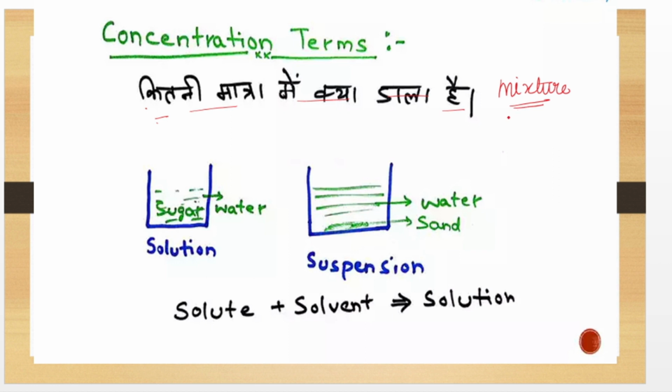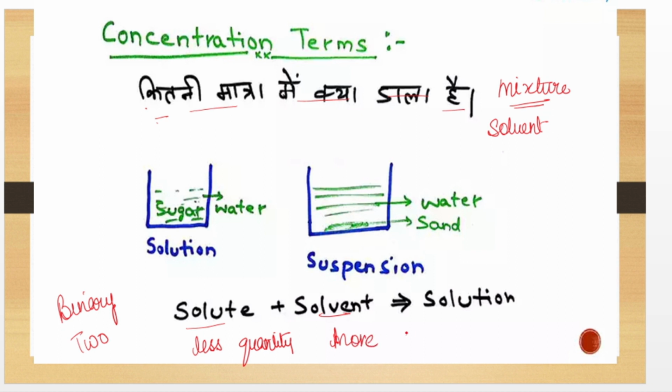Now in mixtures, the type of mixture depends upon the solvent which you are adding. Now what is a solvent? Suppose I am considering a binary mixture, which means it has two components. Anything present in less quantity will be called the solute, and anything present in more quantity will be called the solvent, and together they make a solution.